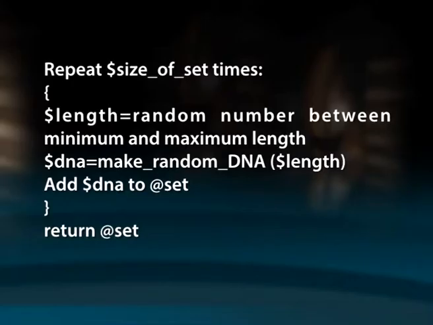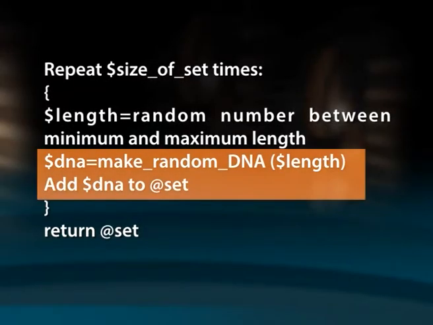commonly called the pseudocode. The pseudocode for this subroutine may look something like: repeat $size of set times, $length equals random number between minimum and maximum length, $DNA equals make random DNA of $length, add $DNA to array set, and finally return array set. Here a random number between minimum and maximum length is assigned to $length.